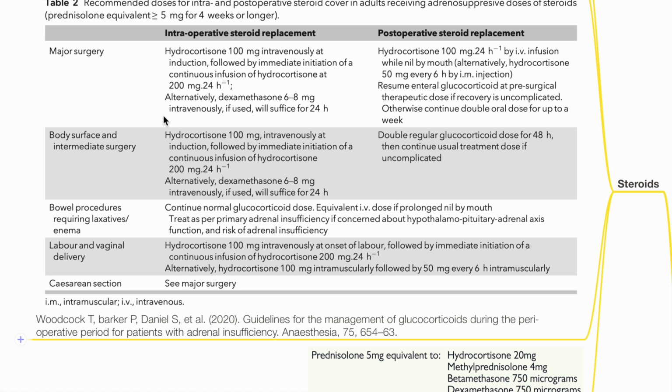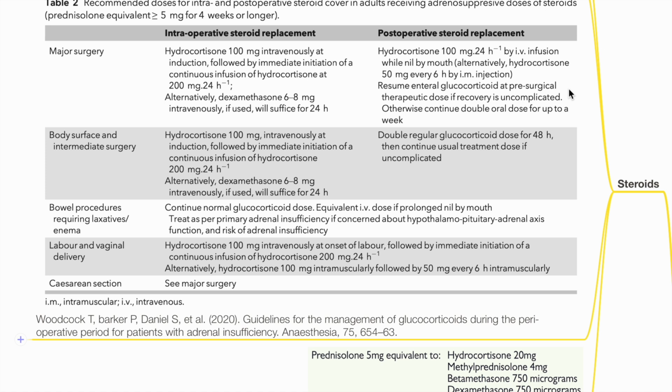The same dose regime is applied for body surface and intermediate surgery as intraoperative steroid replacement. For post-op steroid replacement in major surgery, recommended regime is IV infusion of hydrocortisone 100 mg over 24 hours while nil by mouth, or IV hydrocortisone 50 mg 6 hourly by IM injection. Resume enteral glucocorticoid at pre-surgical therapeutic dose if recovery is uncomplicated. Otherwise, continue double oral dose for up to a week.